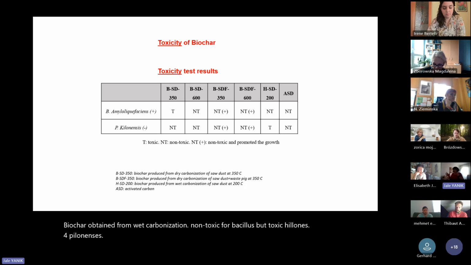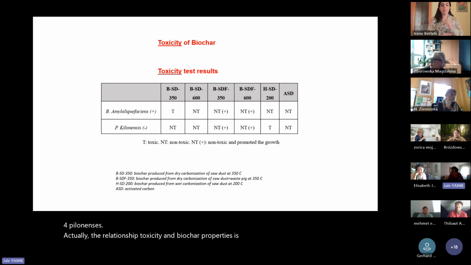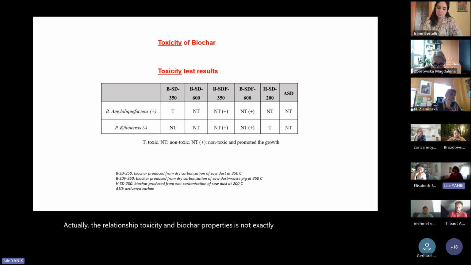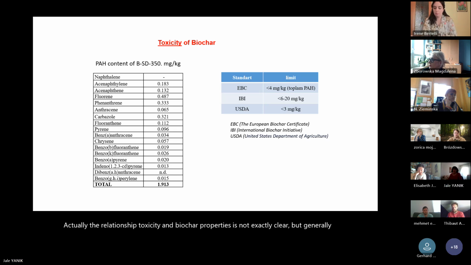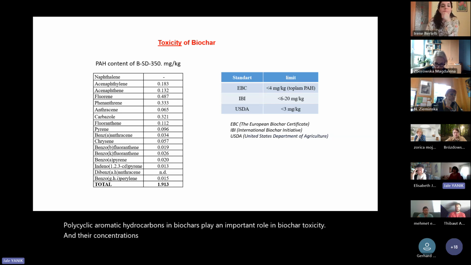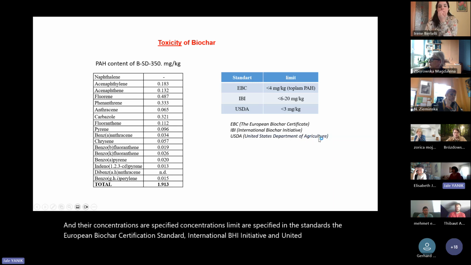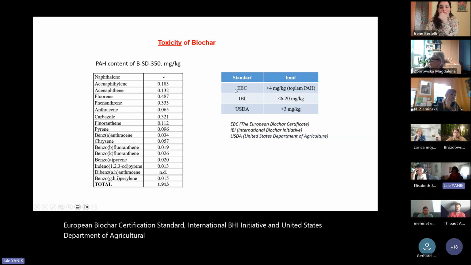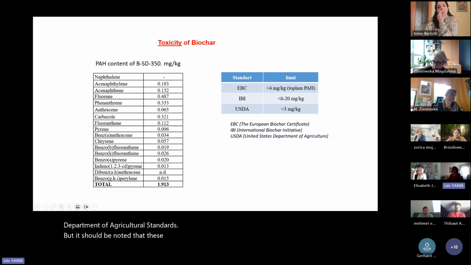Actually, the relationship between toxicity and biochar properties is not exactly clear, but generally it is known that polycyclic aromatic hydrocarbons, PAH, in biochars play an important role in biochar toxicity, and their concentration limits are specified in the standards: the European Biochar Certificate, the International Biochar Initiative, and United States Department of Agriculture standards. But it should be noted that these standards are for the use of biochar in soil.